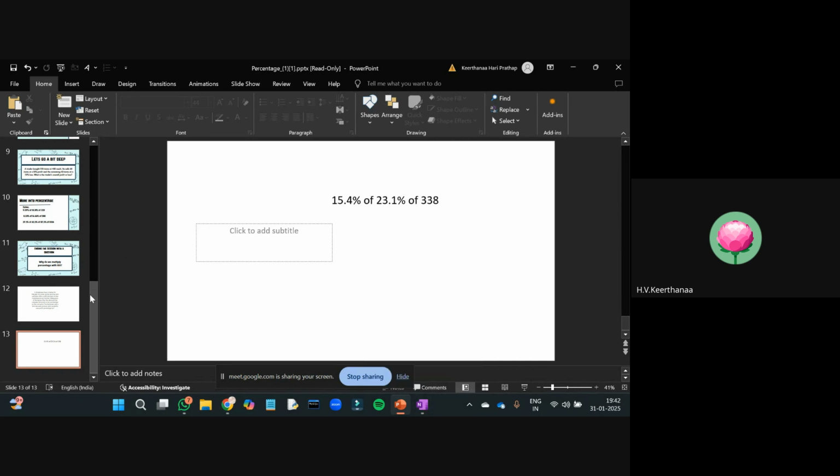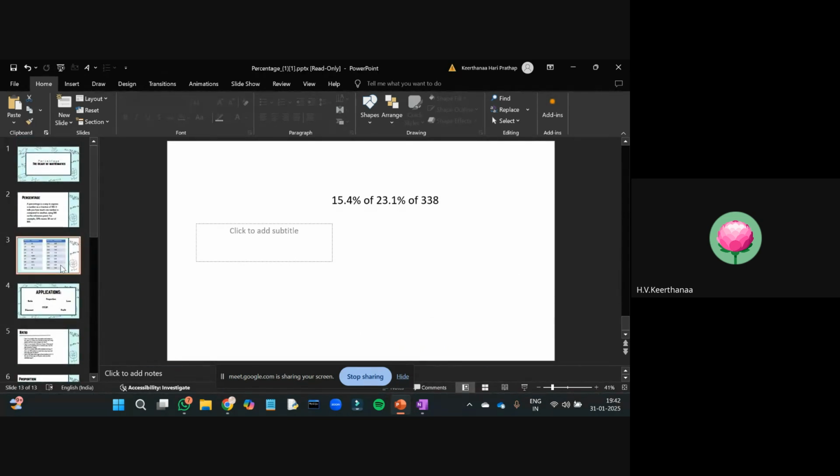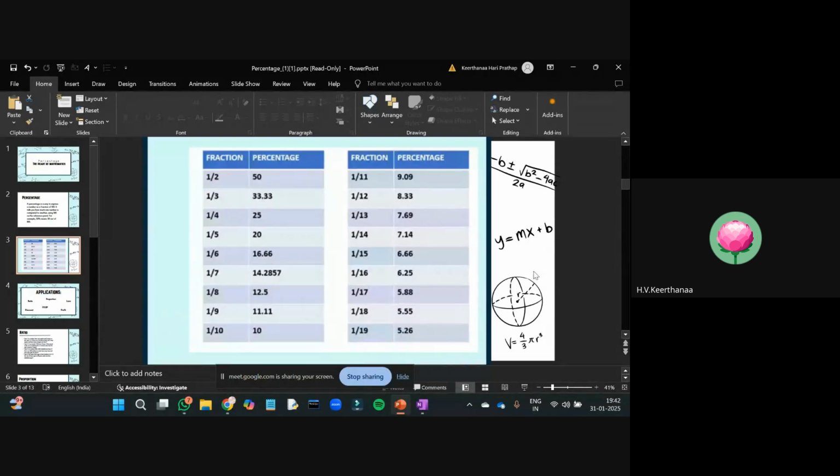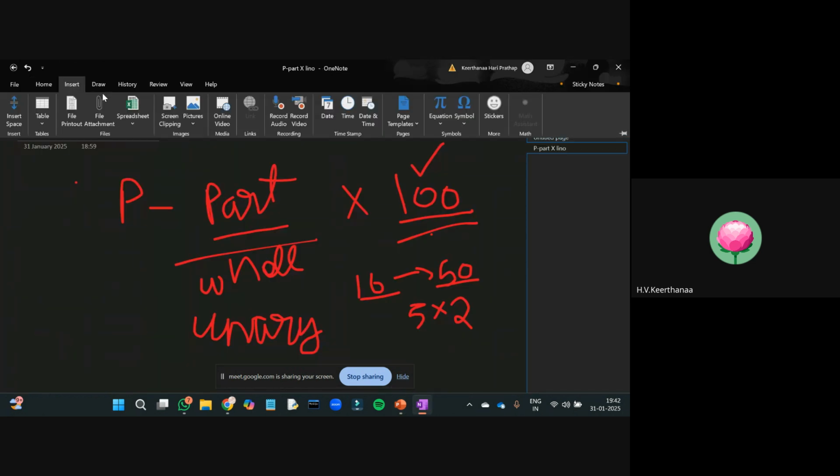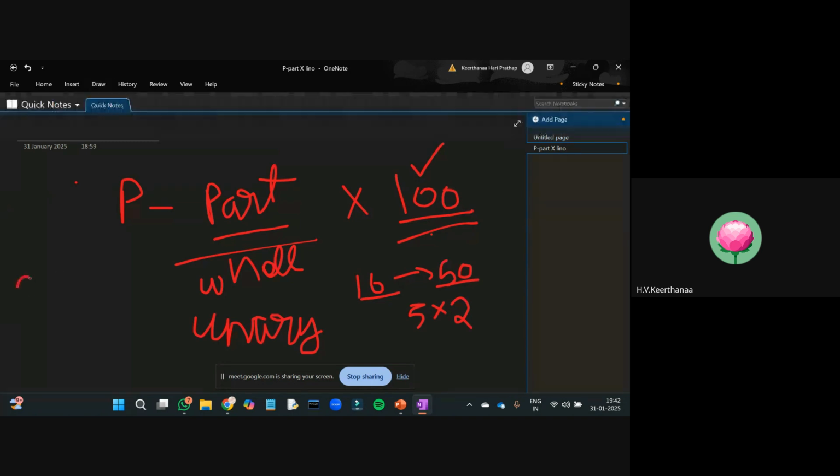Give me a second, I'll go to the table. If you see, the question was 15.4% of 23.1% of 338, right? If you look at this table, you don't have any of these numbers, but you have 7.7. This is near 7.7. It's not exactly 7.7, but we can take it to be 7.7. So when you do 7.7 into 2, you get 15.4. So 15.4 becomes 2 by 13. And then the next number is 23.1, which becomes 3 by 13.